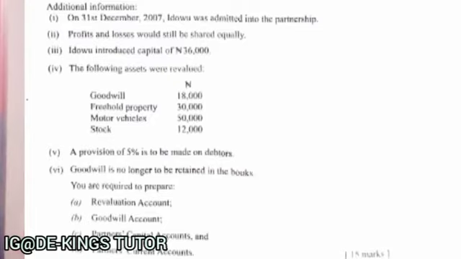You are required to prepare A, Revaluation account, B, Goodwill account, C, Partners capital account, and D, the partners current account. Okay, so these are the questions. This is the question we're asked to solve. Now let's get into that.